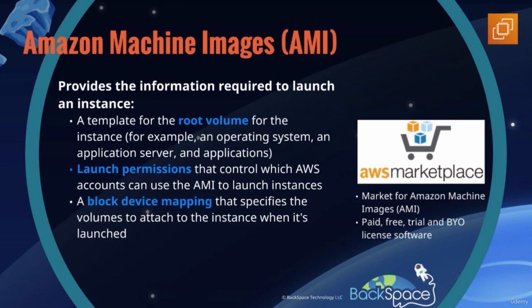We have the AWS Marketplace, where people can put AMIs on there and sell them or give them away for free. So they can be paid, they can be free, they can be trial versions of AMIs or of software, or they could be BYO licensed software. For example, it could be an Oracle database and you bring your own license to use that. And so you can normally find a great deal of applications on that AWS Marketplace. And we've already used that before because we've used it to launch a WordPress application.